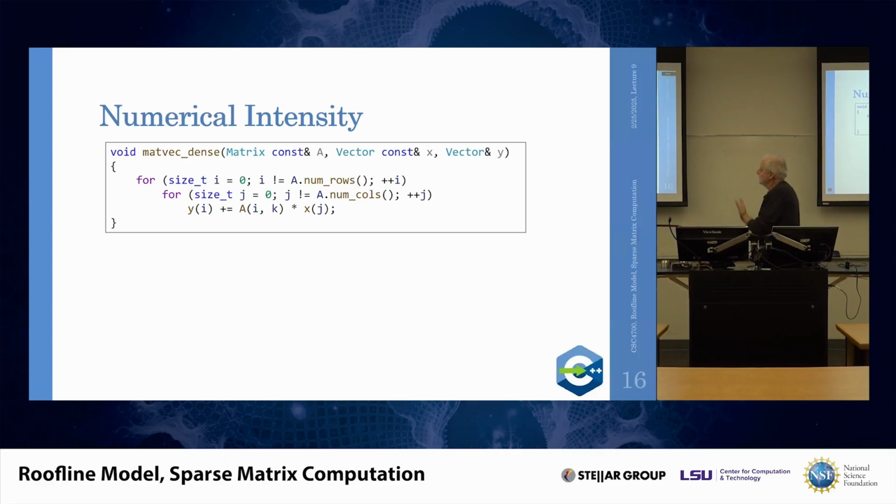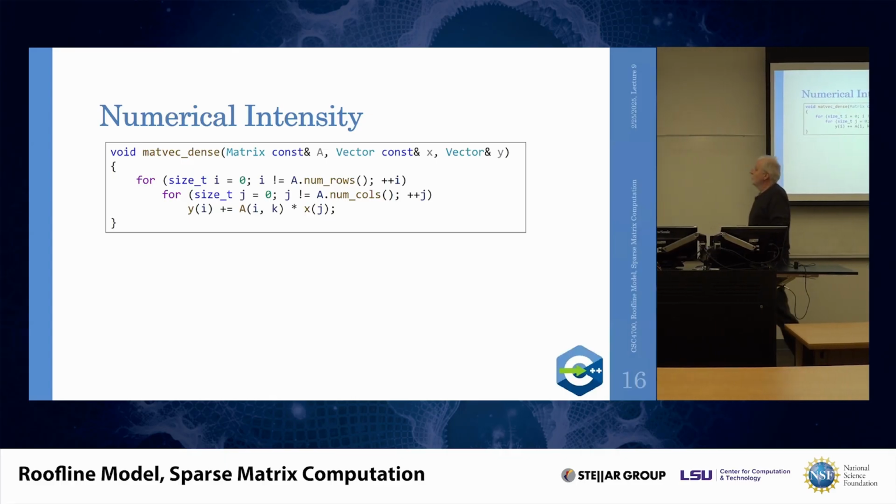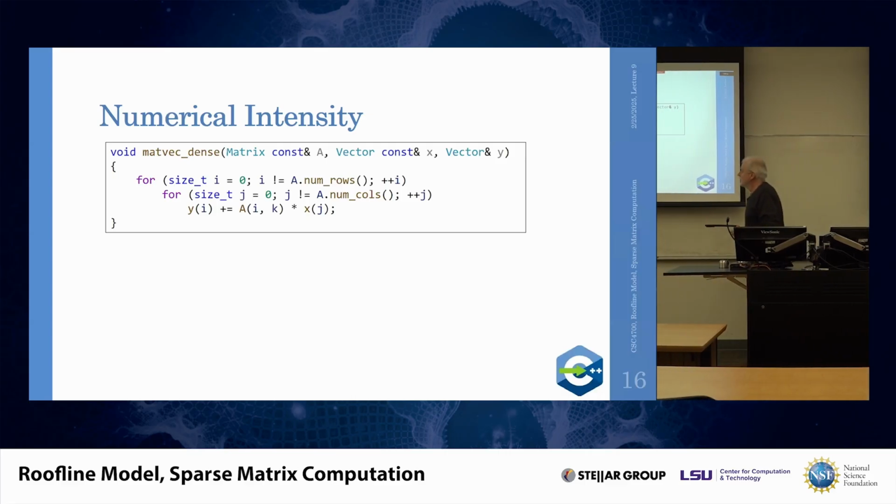Okay, so let's look at an example. Let's say we have our matrix vector multiplication for dense matrices and dense vectors.